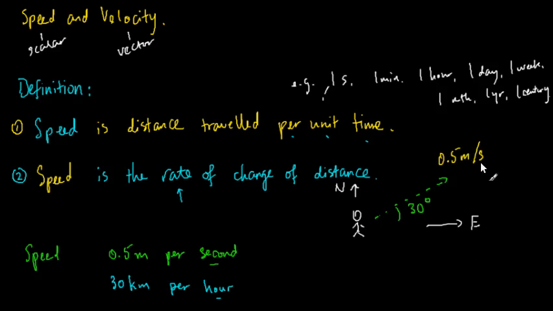Now that's one way to write 0.5 meters per second. Another way I can write this is 0.5 meters and then s to the power of -1. So it's like doing algebra here, but the stroke here means the same thing as a divide.